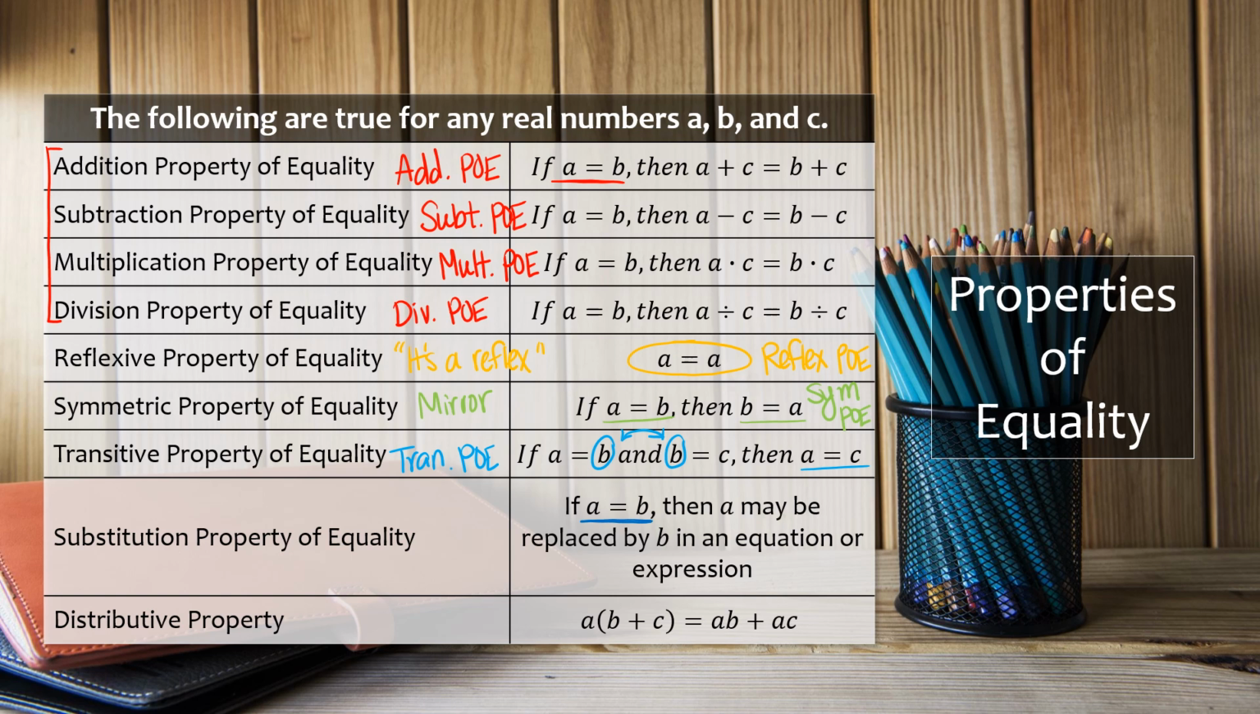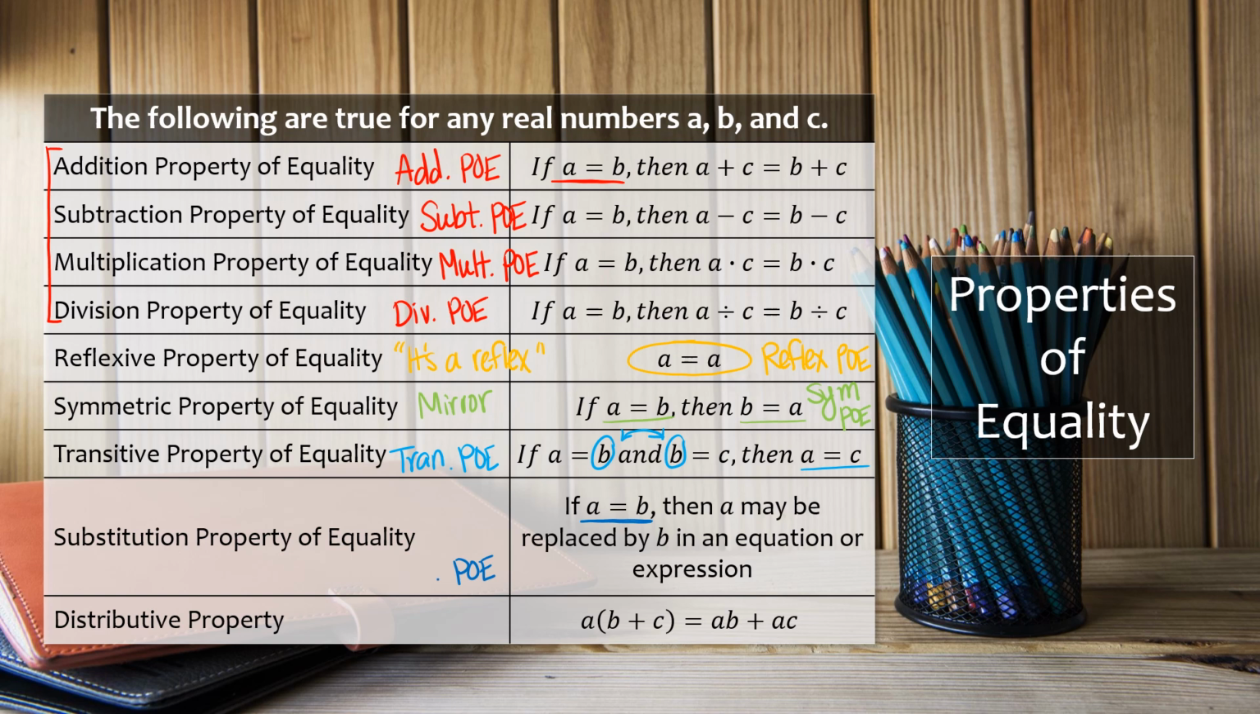Now that's true when there's no actual numbers involved as well. Like here it's just saying if A is B, then A and B are interchangeable in an equation or an expression. So that is our substitution property of equality. Now this one I tend to just call SUB-POE. So notice the slight difference here in the substitution property and the subtraction property abbreviation.